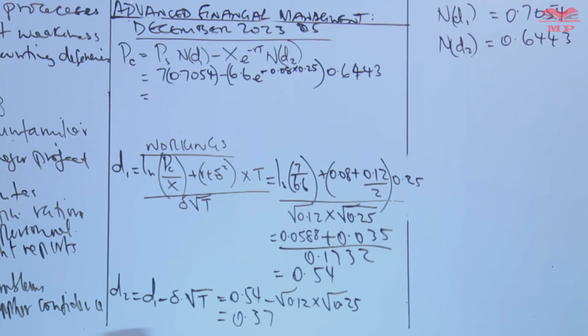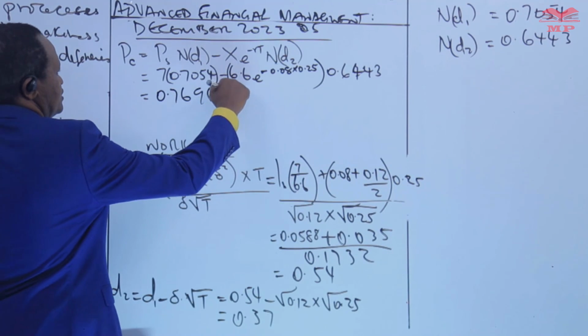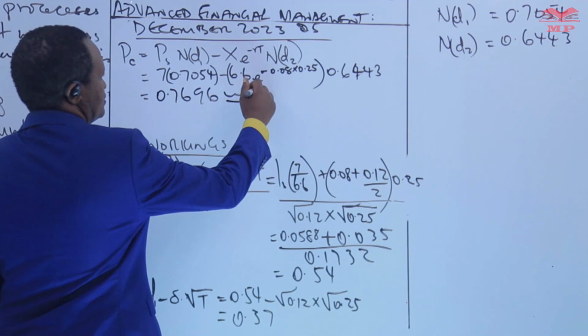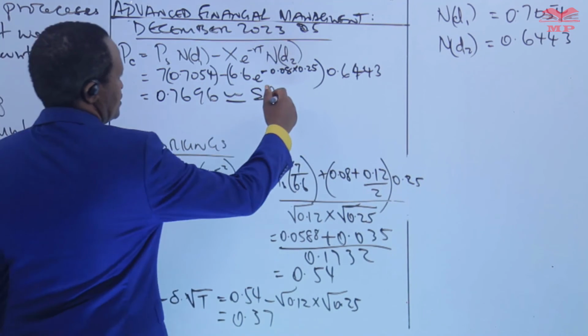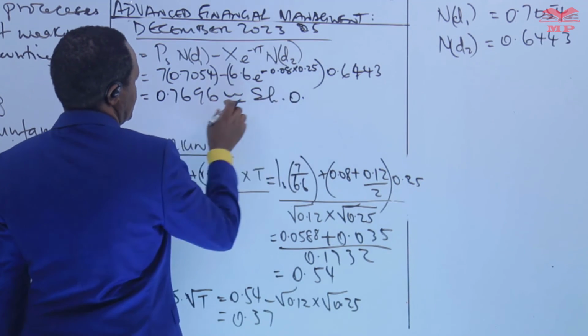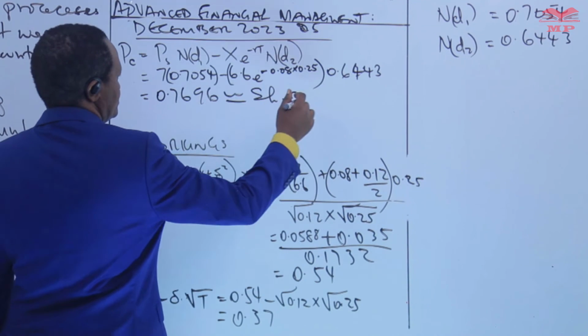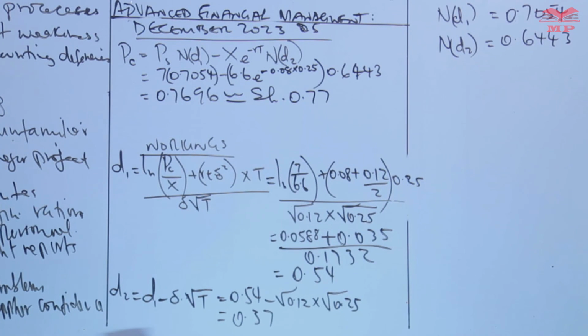So what answer do you get? Page says 0.7696. Round it off to the nearest cent, because these are cents. This should be 0.77 shillings. With that, we are done with our today's lesson.